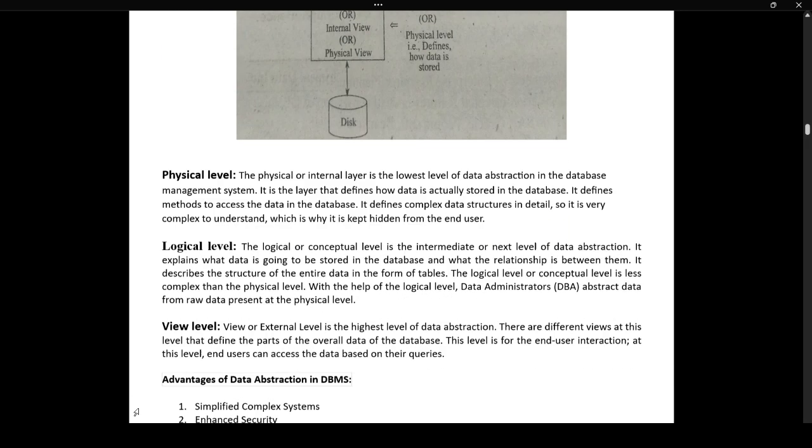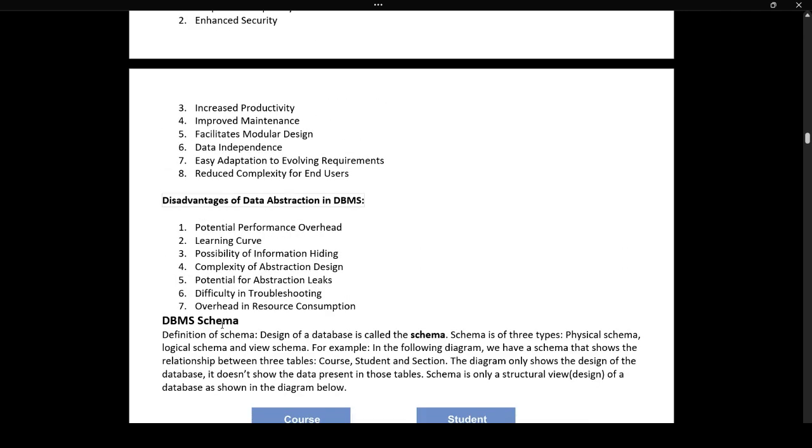So in those cases, the possibility of information hiding may be different, okay, based on the applications.